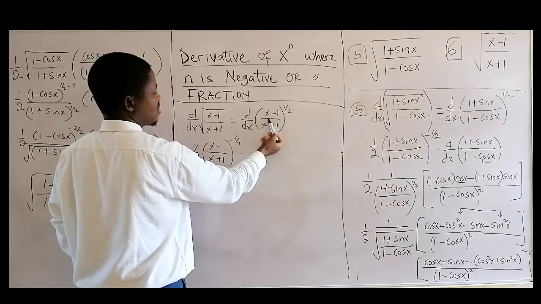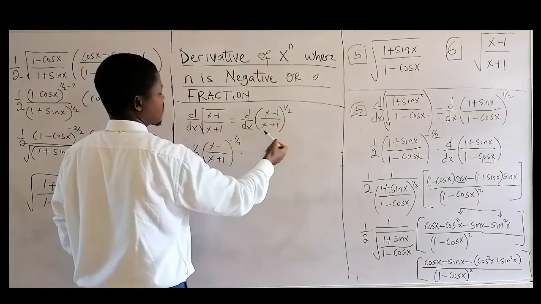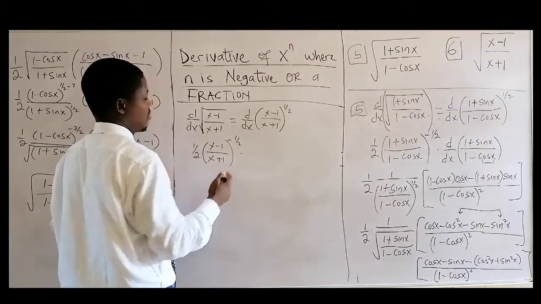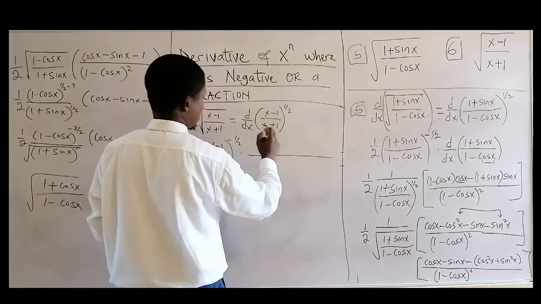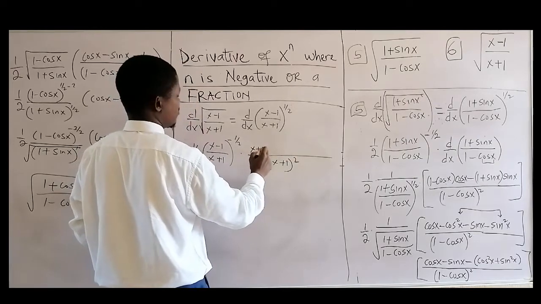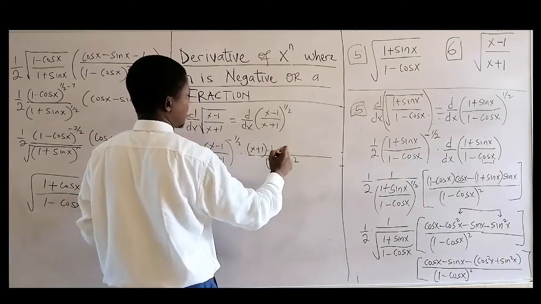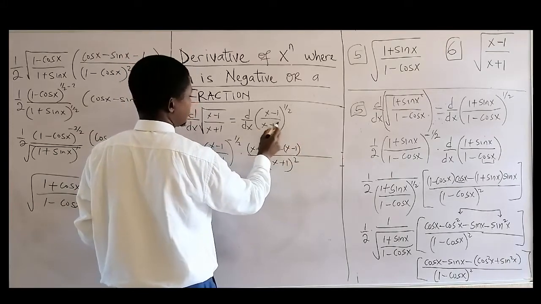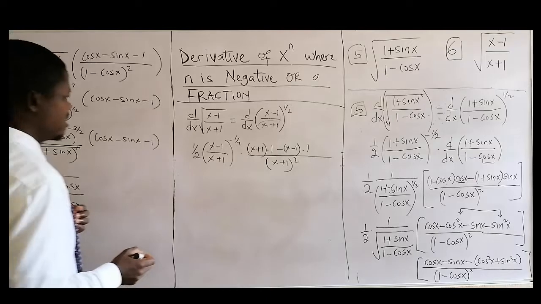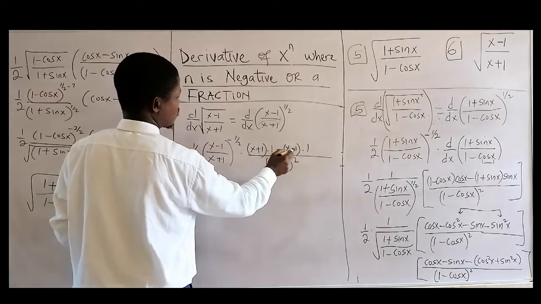Okay, you have the base. The base is x minus 1 over x plus 1, and this is your power. The derivative of this base, which is a fraction, you use the quotient rule. So that will be equal to x plus 1 power 2. Then x plus 1, that's b, times the derivative of the numerator, which is 1, then minus numerator times the derivative of the denominator, which is also 1. So in that case, this is x, this is minus x. And this is minus times minus 1, that's plus.